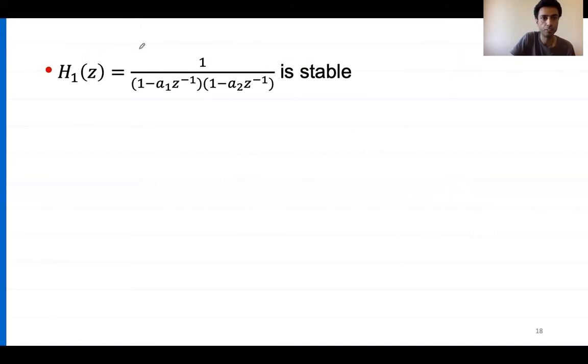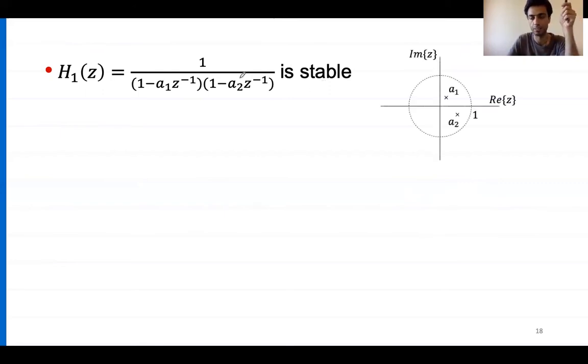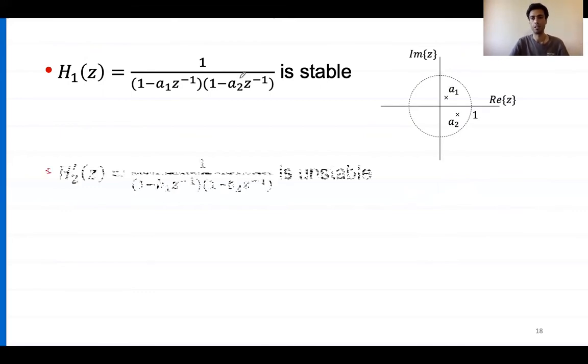My H(Z) is simply 1 upon (1 minus A1 Z^-1)(1 minus A2 Z^-1). This is stable, right? This is stable because both the poles are inside the unit circle. As you can see in the figure, A1 and A2 are inside the unit circle. Now, the other part is 1 upon (1 minus B1 Z^-1)(1 minus B2 Z^-1). This part is unstable because both the poles are outside.